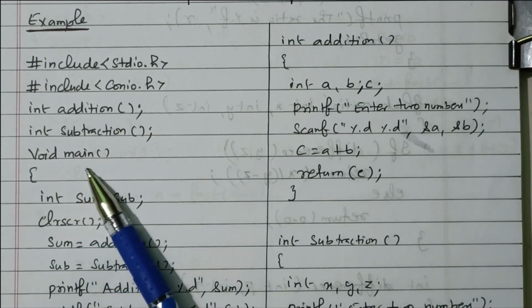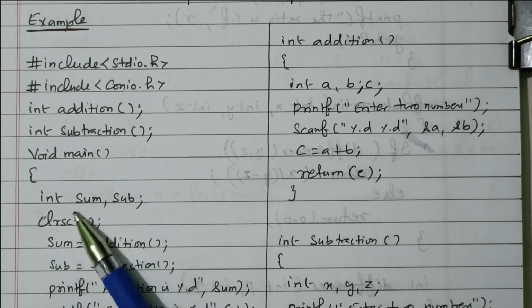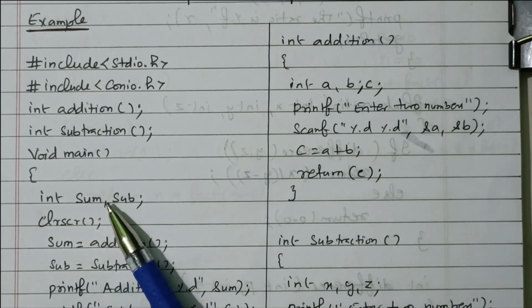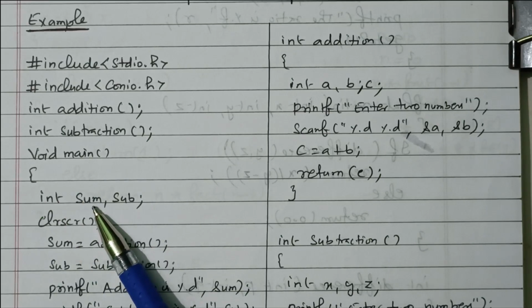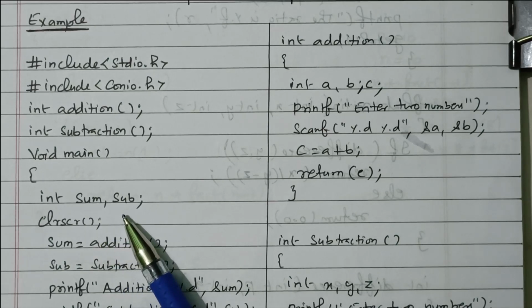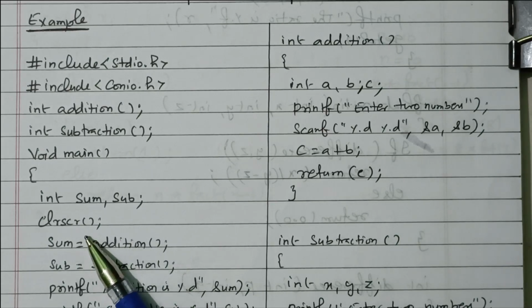Then we will start the main program. Here we are declaring two variables, sum and sub. Our aim is to add two numbers and subtract two numbers. The sum of the two numbers is stored in sum. The difference of the two numbers is stored in sub. So after clear screen, we call the two functions. Because no arguments are available, we just call the functions.